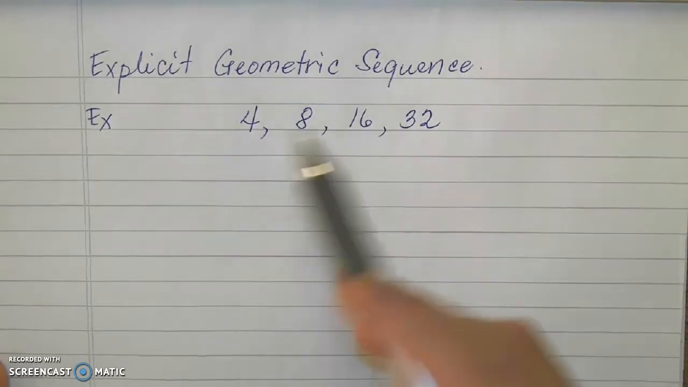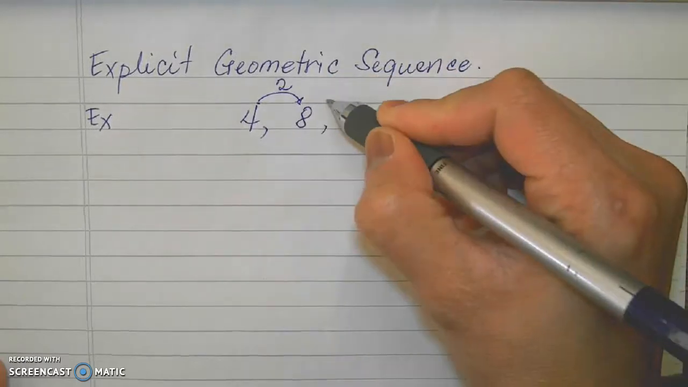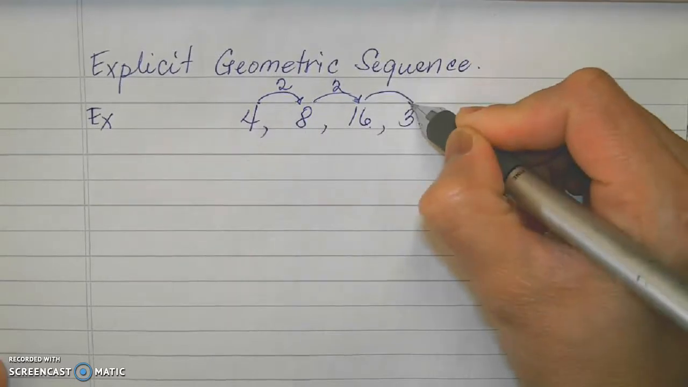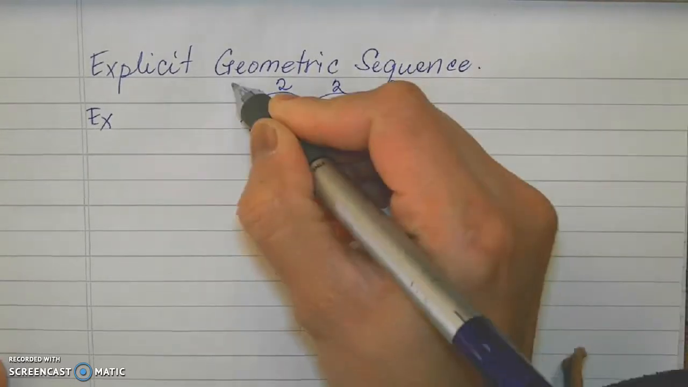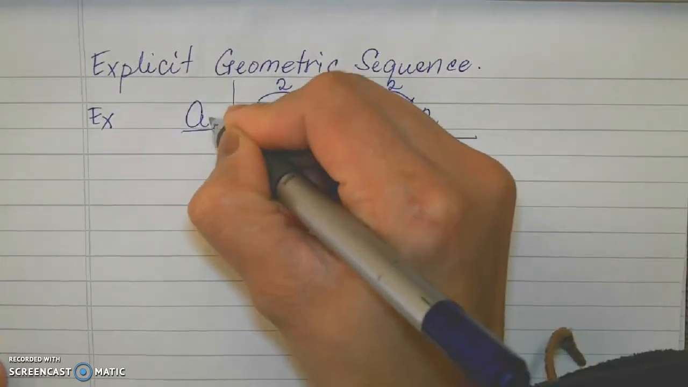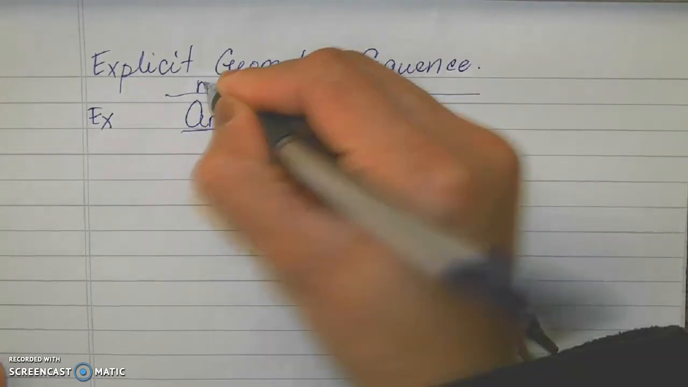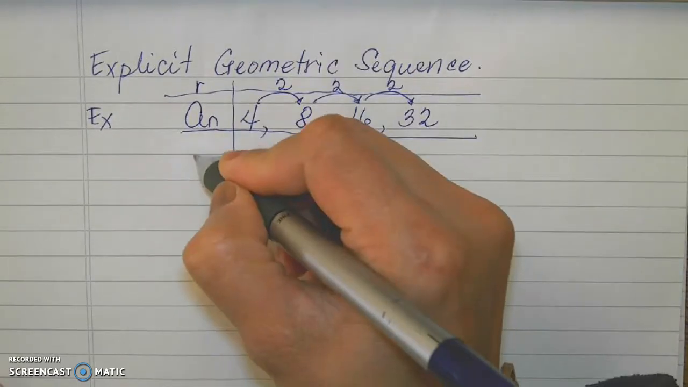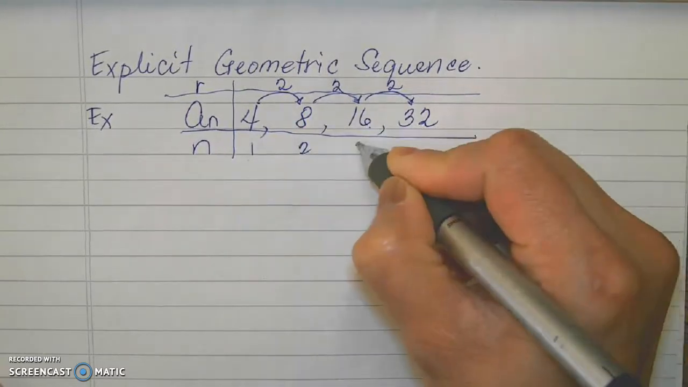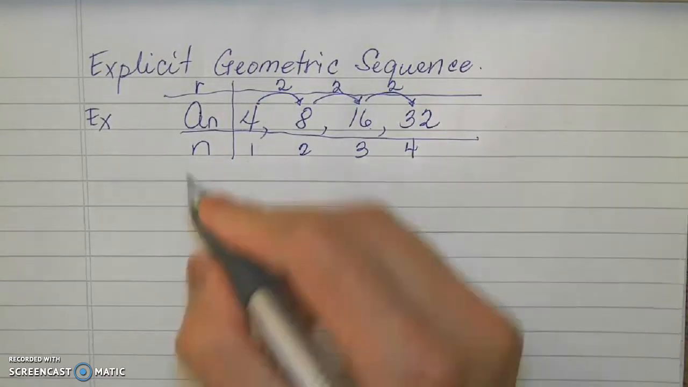8 divided by 4 is 2. 16 divided by 8 is 2. 32 divided by 16 is 2. So once again, this right here is your a_n. This right here is what we call your r. And this right here is your position 1, position 2, 3, and then 4. So let us look at this.